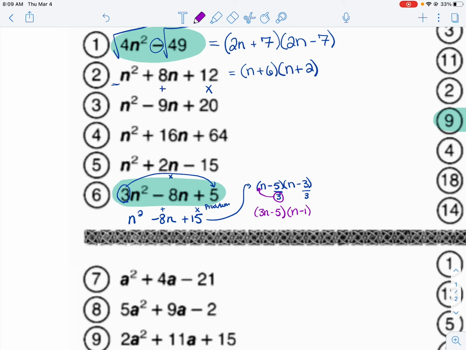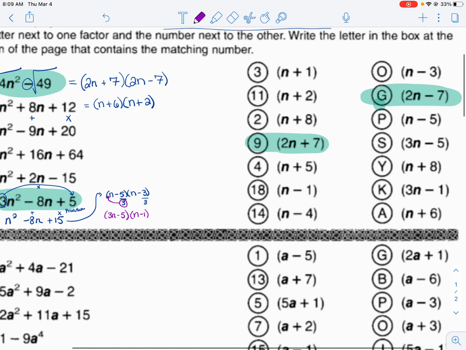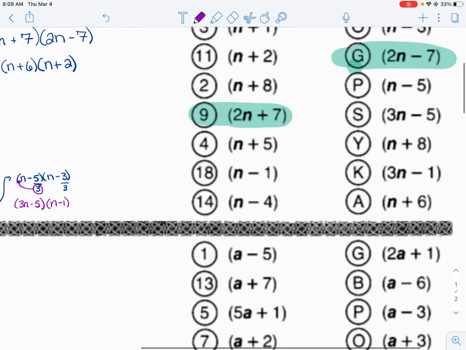Okay? And when you look in your answer key, you can find these factors in either order. So if you see here, we have n minus 1 first, even though I wrote it second, that's perfectly fine. And then 3n minus 5 over here. So 18 should be S.